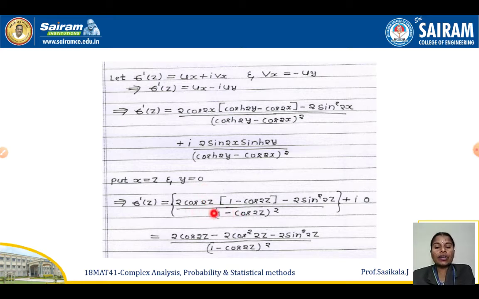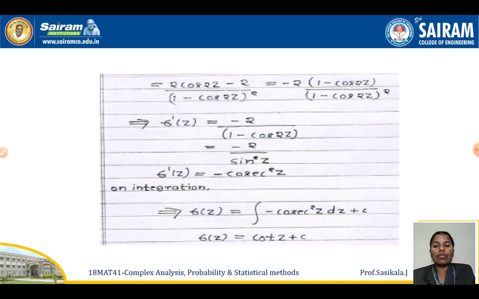I will get 2 cos 2z into 1 minus cos 2z minus 2 into sin square 2z. So cos 0 will be 1 here. That's why it's written 1 minus cos 2y. Again cos 2y will be 1 minus cos 2z the whole square plus 0. I into 0 will be completely 0. Then you simplify, you will get this equation. It is 2 cos 2z minus 2 cos square 2z minus 2 sin square 2z by 1 minus cos 2z the whole square. So what will happen?